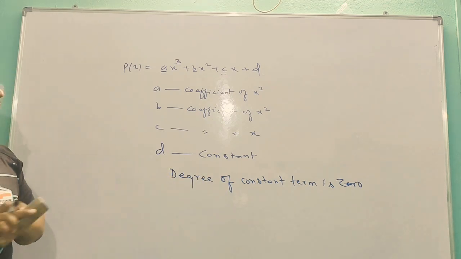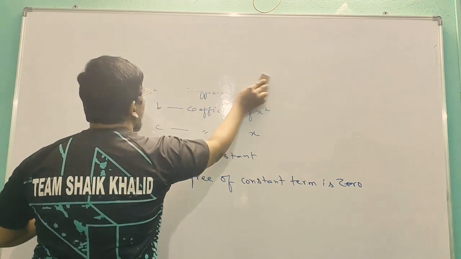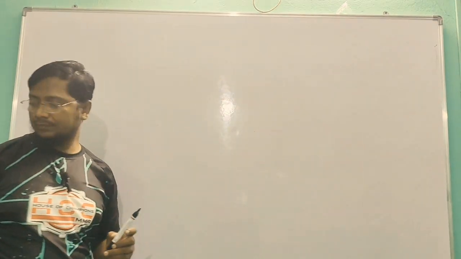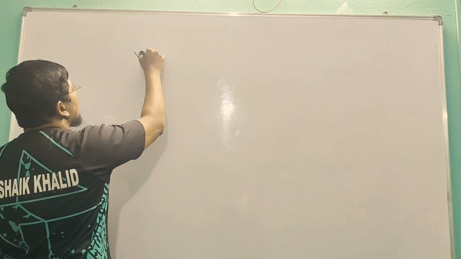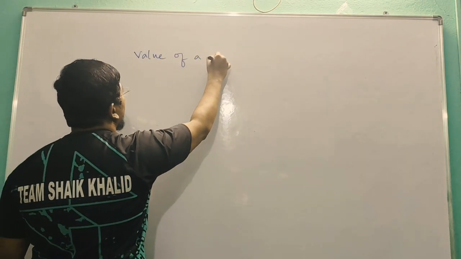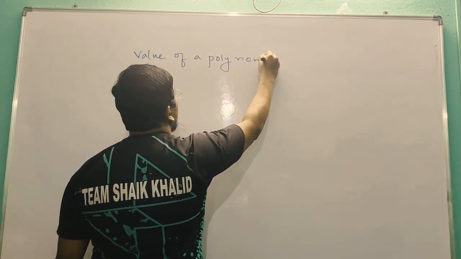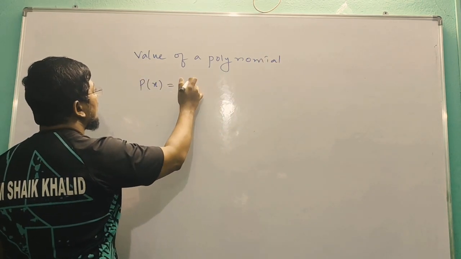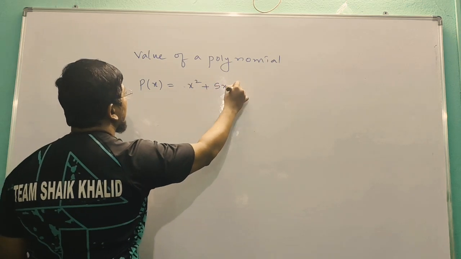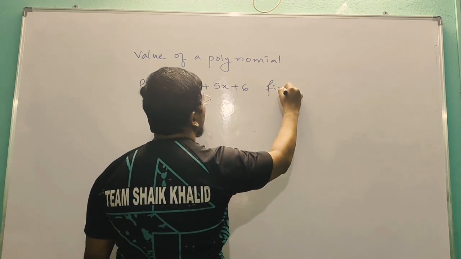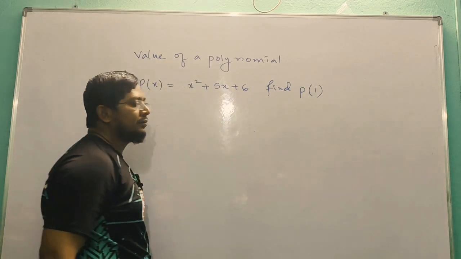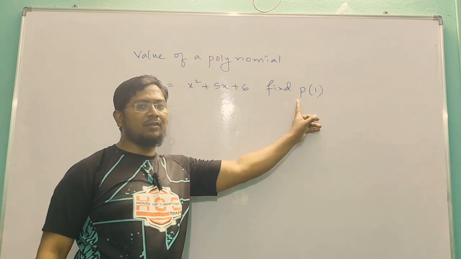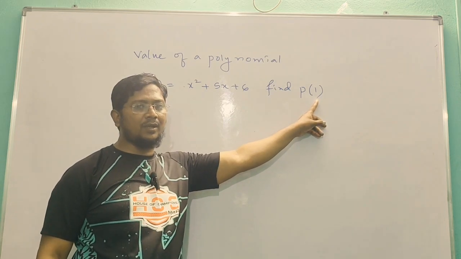Okay. Next topic, value of a polynomial. Suppose, for example, p of x is equal to x square plus 5x plus 6. Find p of 1. So value of a polynomial means, suppose we have to find p of 1. What is the value of p of 1? This is known as the value of a polynomial.